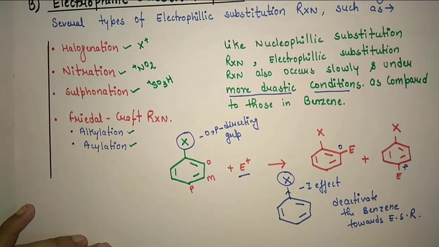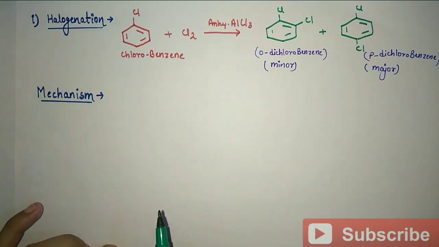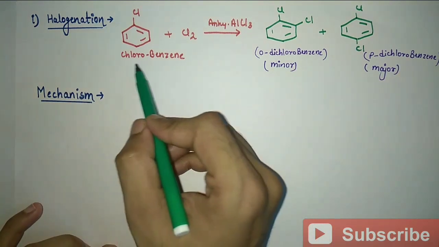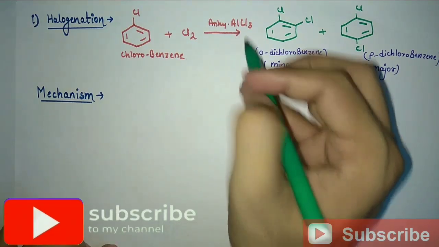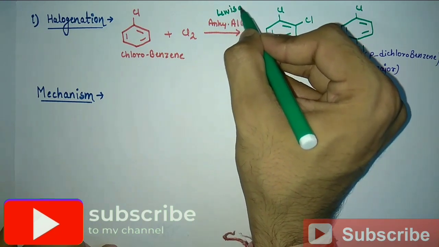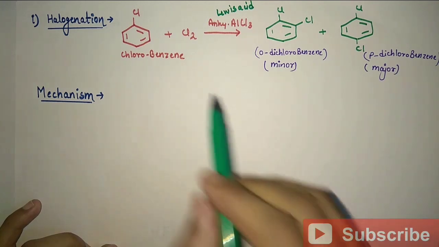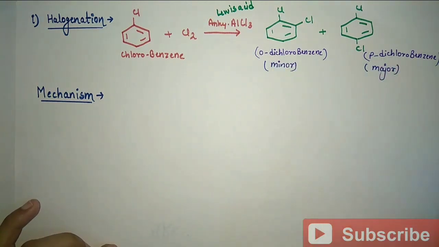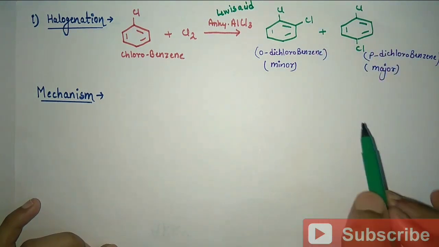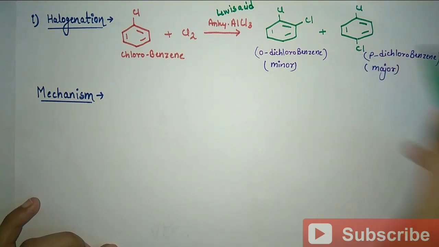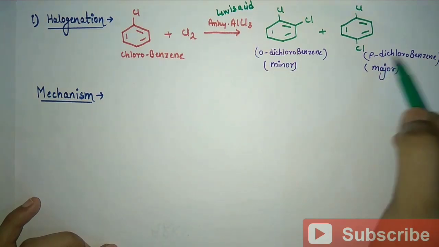Now the first type of electrophilic substitution reaction is halogenation. So what happens in halogenation? Our haloarene, that is chlorobenzene, reacts with Cl2 in the presence of Lewis acids as a catalyst, just like anhydrous AlCl3 or anhydrous FeCl3. So it will lead to the formation of ortho and para products. Here the halogenation occurs at the ortho position, and here the halogenation occurs at the para position. This is our ortho dichlorobenzene and this is our para dichlorobenzene.